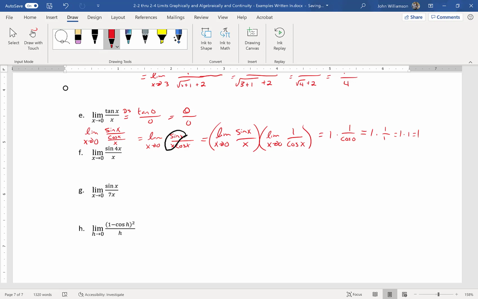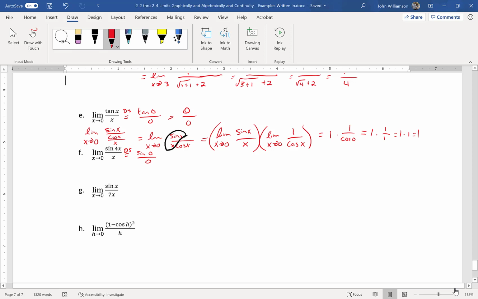Now let's look at part F. So the limit as x is approaching 0, sine of 4x over x. Again, direct sub, this becomes then sine of 4 times 0, or sine of 0 over 0. Alright, so sine 0 over 0. Well, we know sine of 0 is 0, so this is still 0 over 0. So, again, that should be a clue that the limit exists, right?